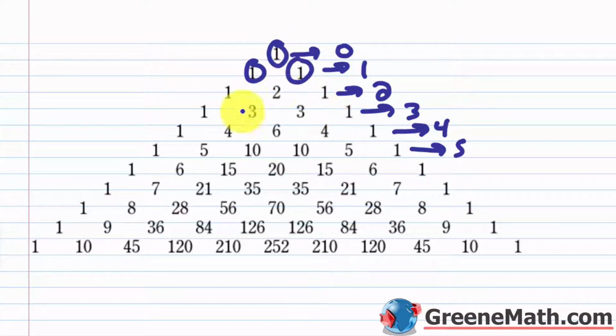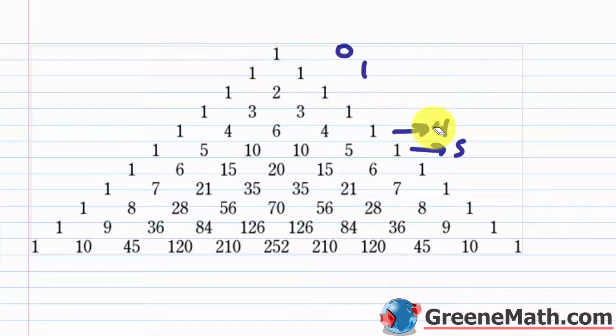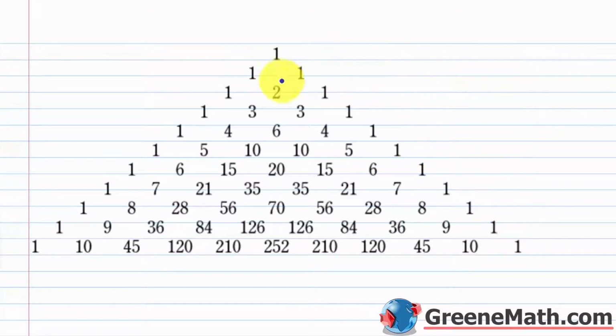And basically, as you keep going down the sides, notice everything's a 1. So on the outsides, everything's a 1. But as you get into the middle stuff, think about this number 2. Where does that come from? It comes from the sum of this plus this.